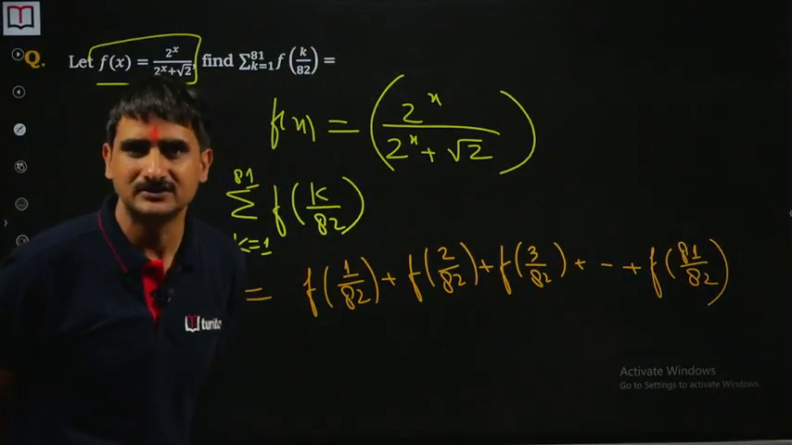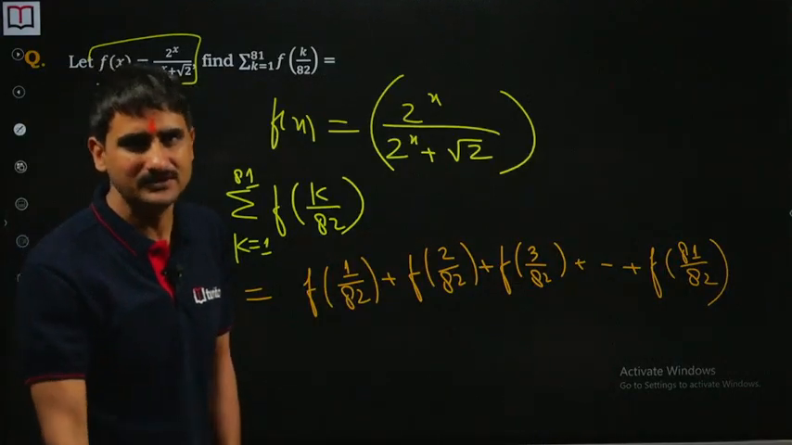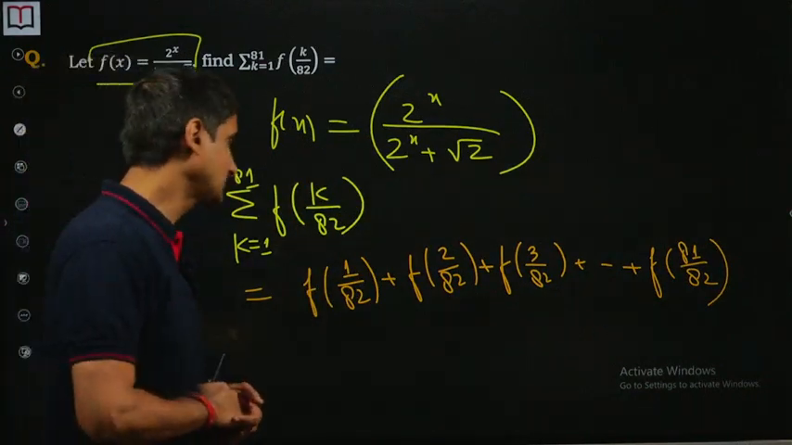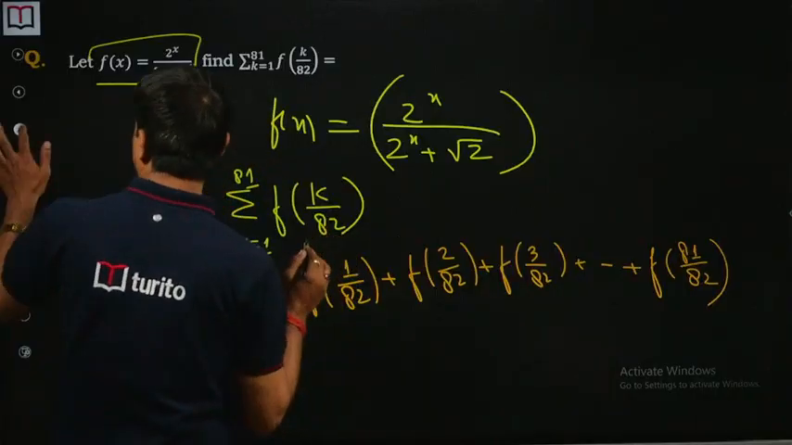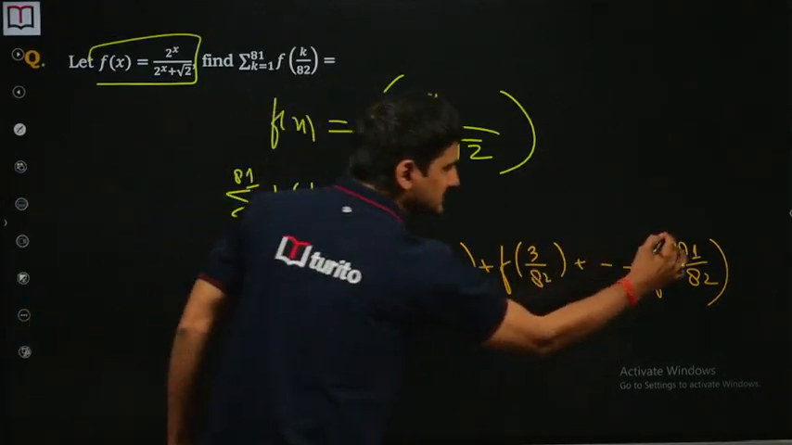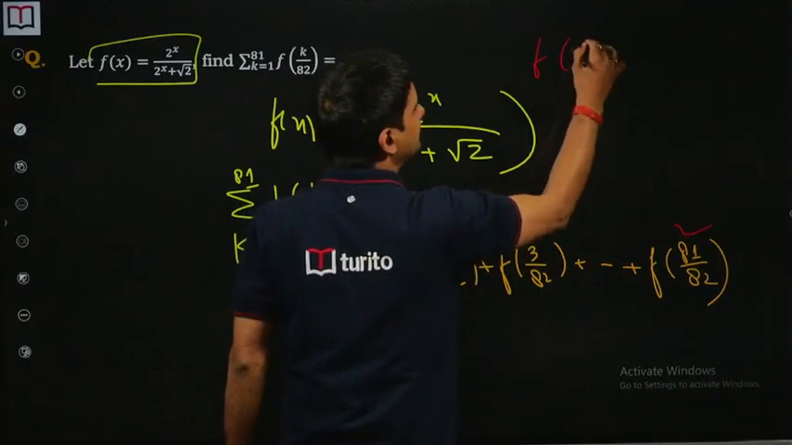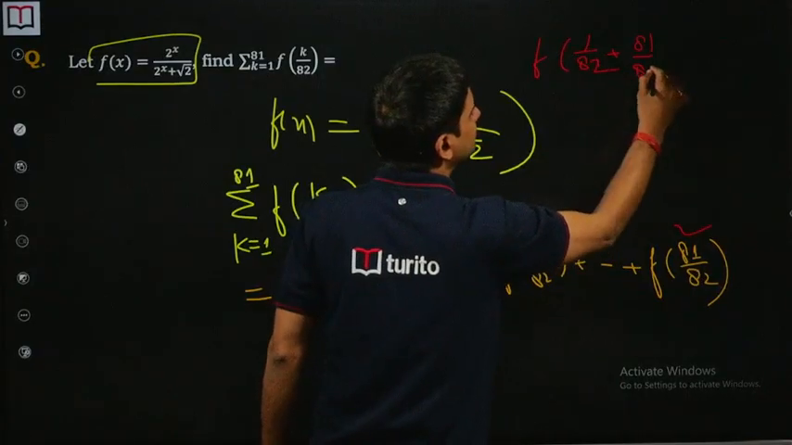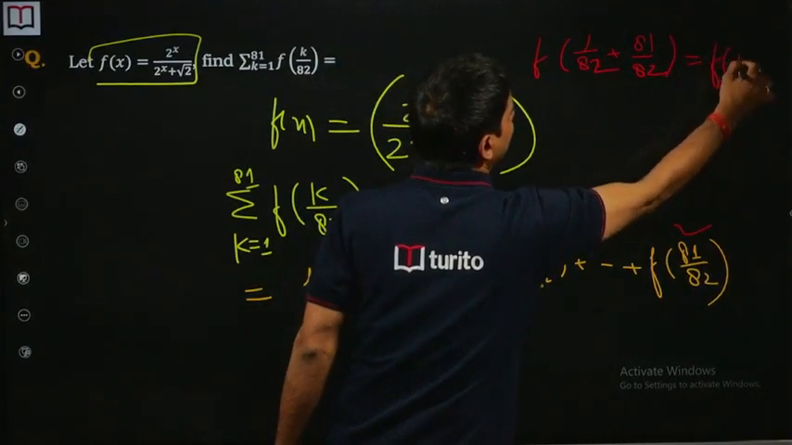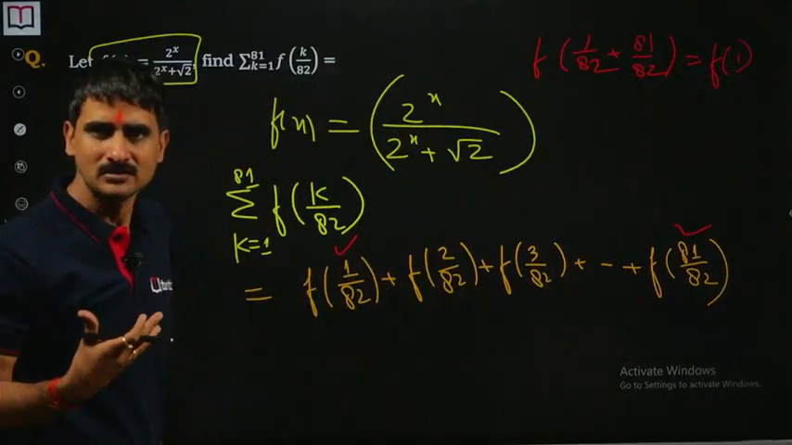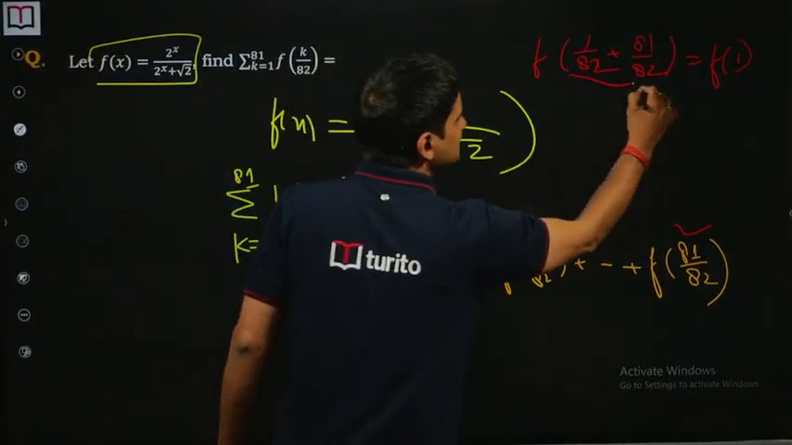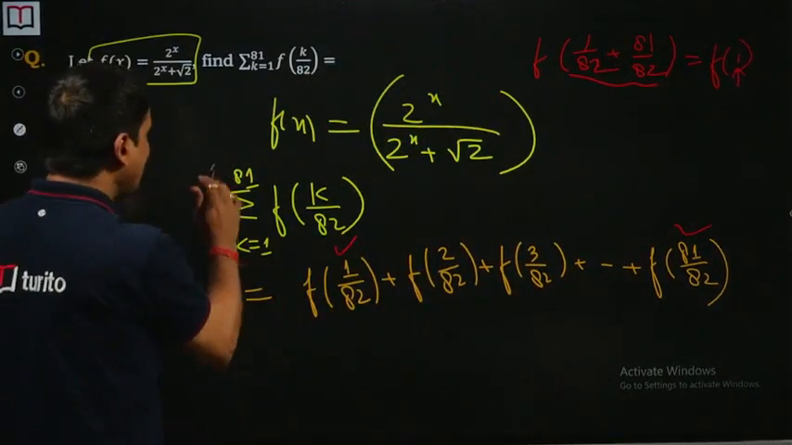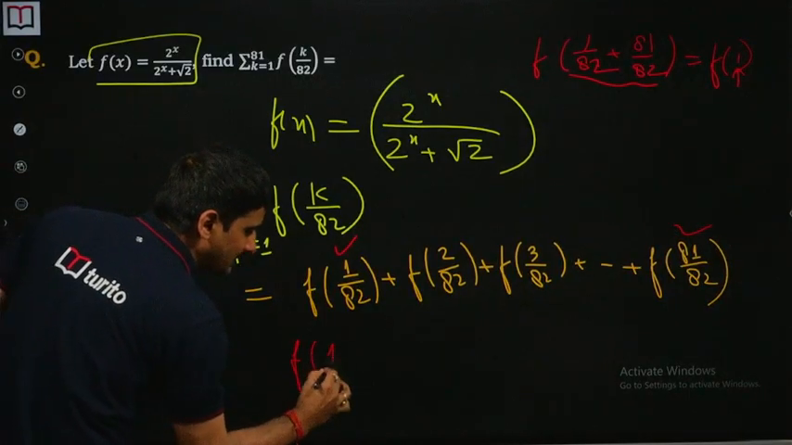We have 81 terms here, and 41 is the middle term. Before that we have 40 terms, and from 42 to 81 again we have 40 terms. Now, looking at it, the first thing we try is to add 1 by 82 and 81 by 82, which gives 82 by 82, that is 1. So this gives you something which is a constant. So why not try f of 1 minus x?